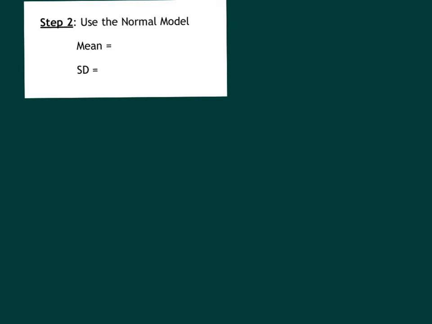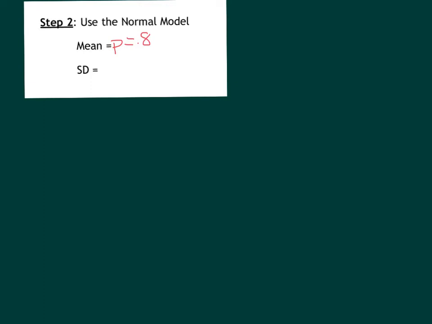So our second step, and this is actually our last step, we only have 2 on these ones. Second step is to actually work the problem out using the normal model. So our mean in this case is our population proportion, which we knew from the previous slide is 0.8. That's our probability of success.